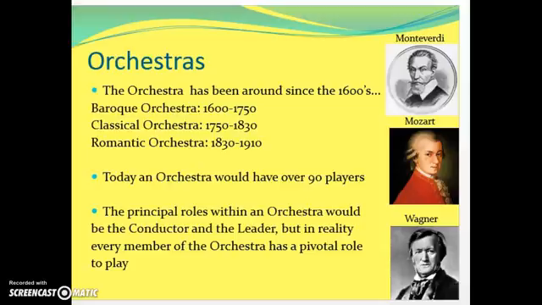The orchestra. The orchestra has been around since the 1600s. The Baroque orchestra lasted from 1600 to 1750, classical 1750 to 1830, romantic 1830 to 1910. Today an orchestra would have over 90 players. The principal roles within an orchestra would be the conductor and the leader, but in reality every member of the orchestra has a pivotal role to play.